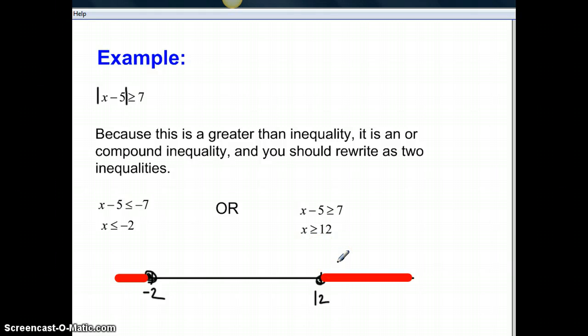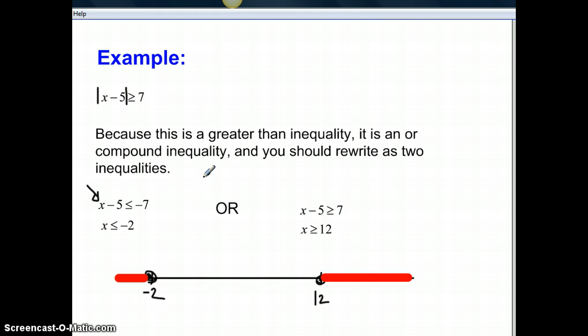So here's an example. If we have the absolute value of x minus 5 is greater than or equal to 7, you have to think. First, it's greater than. So it's an or compound inequality. That means we're going to write two different inequalities and solve them separately. The first one is going to take the original, x minus 5, but change the sign of the inequality and change the sign of the 7. So we have x minus 5 is less than or equal to negative 7. So x is less than or equal to negative 2.